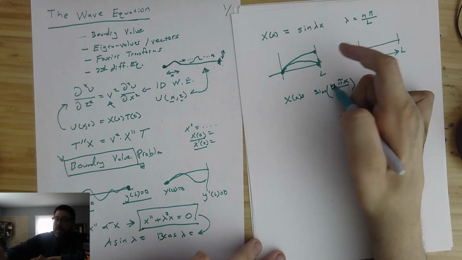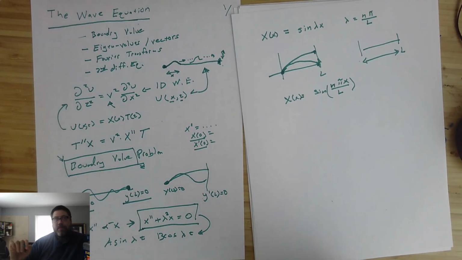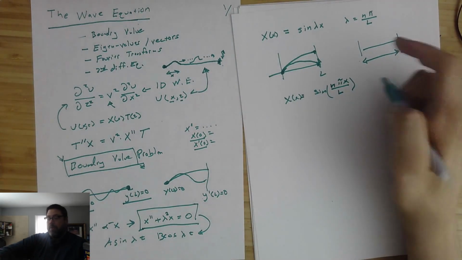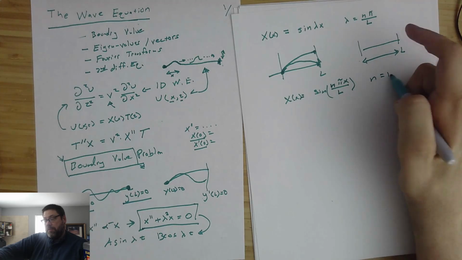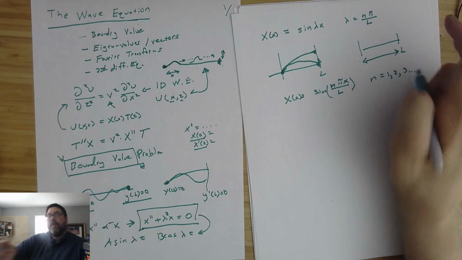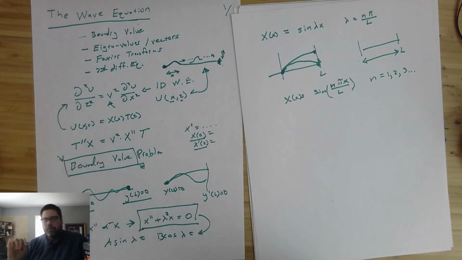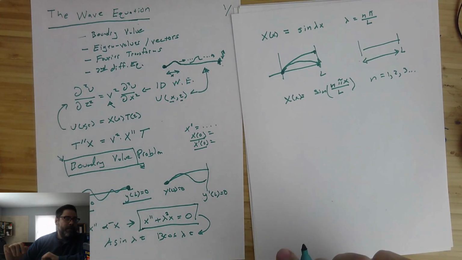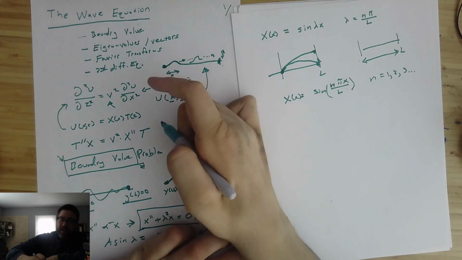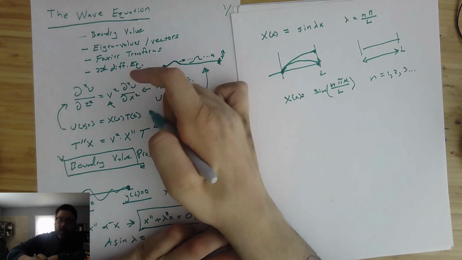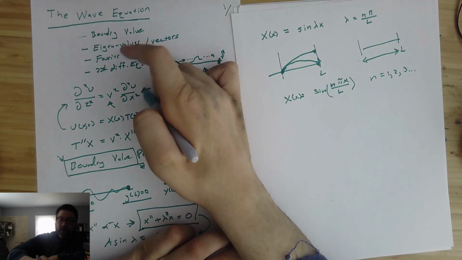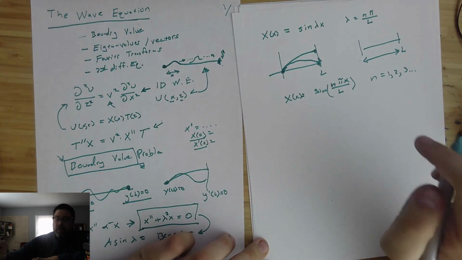These are the only possible functions I can have that fulfill that condition, where of course n equals an integer. Now let's go ahead and put that back and see what happens when we put that back into our wave equation here, which we decided looks like this.